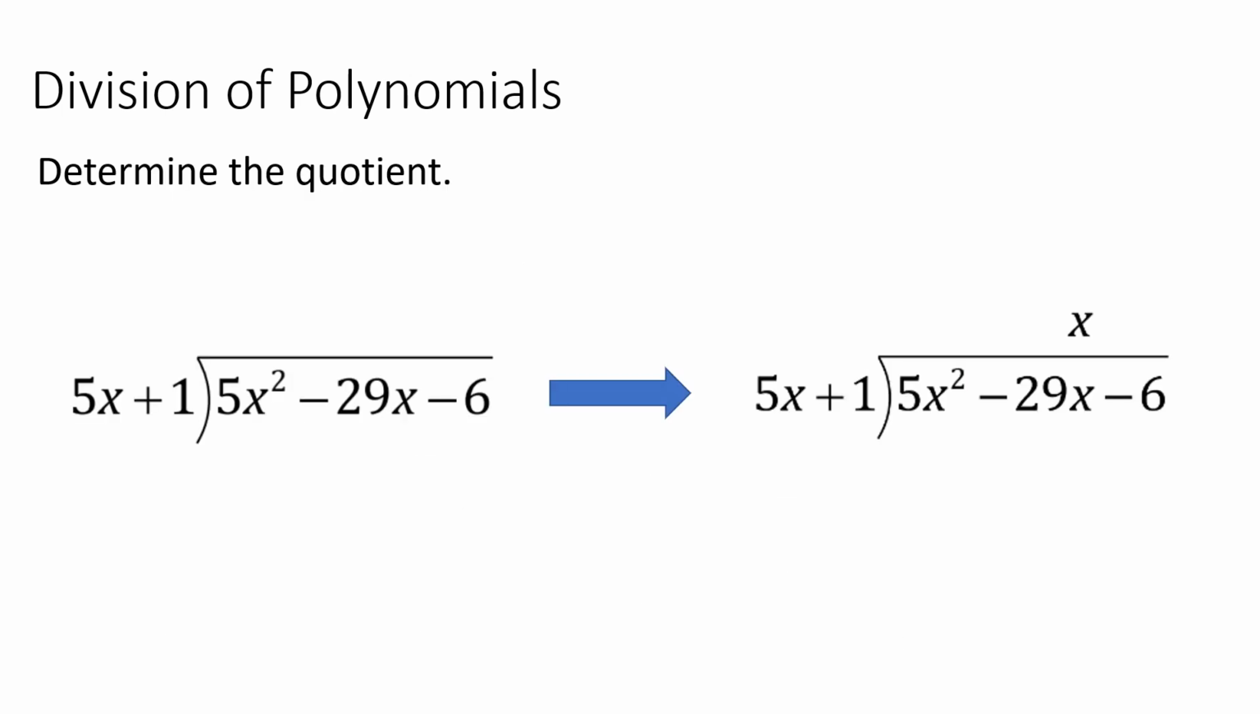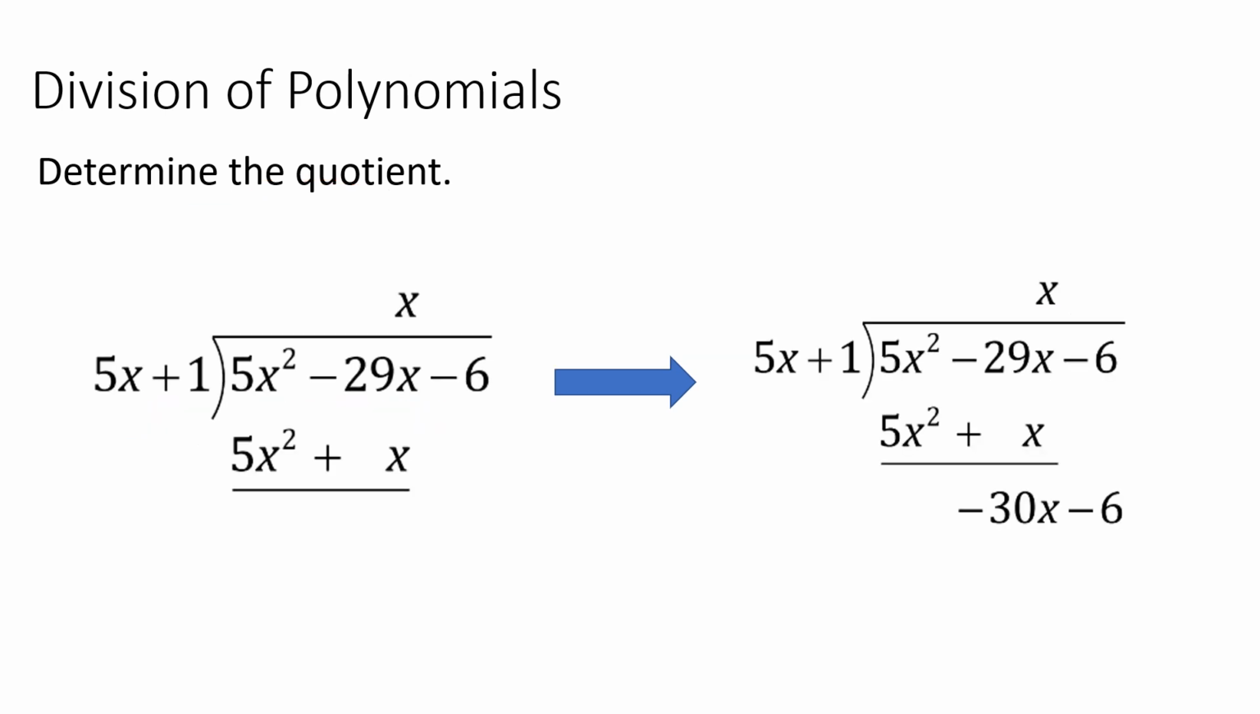And then, let us have this one. For the last part, determine the quotient of this problem. We have 5x squared minus 29x minus 6 divided by 5x plus 1. As mentioned a while ago, we divide the first term of our dividend by the first term of our divisor. That is x. And then multiply x to our divisor. So x times 5x is 5x squared, and x times 1 is x.